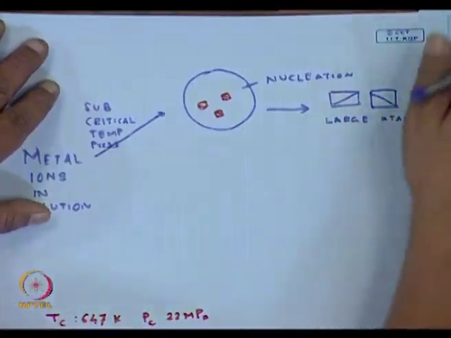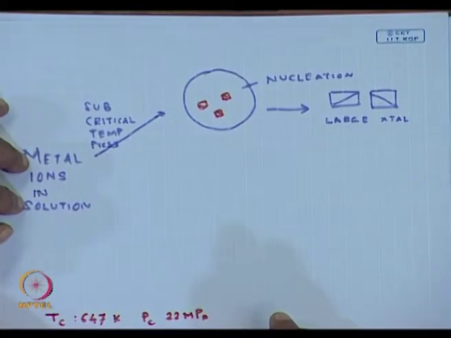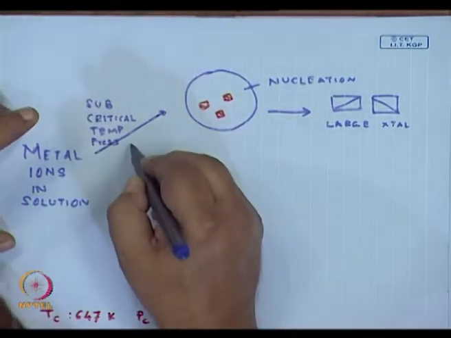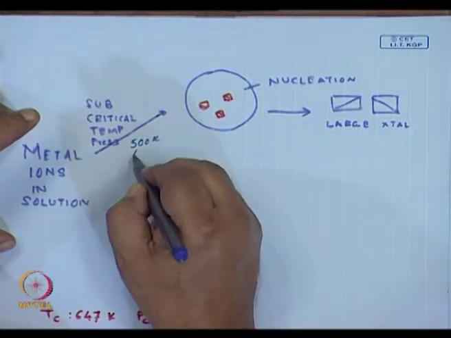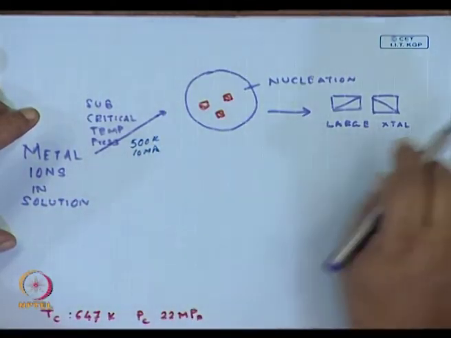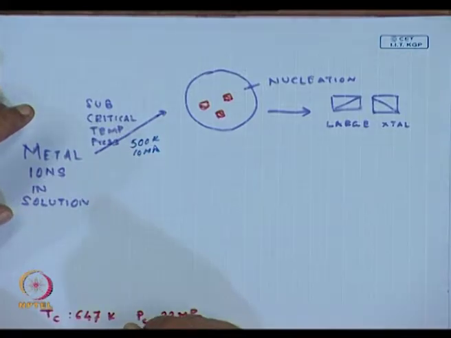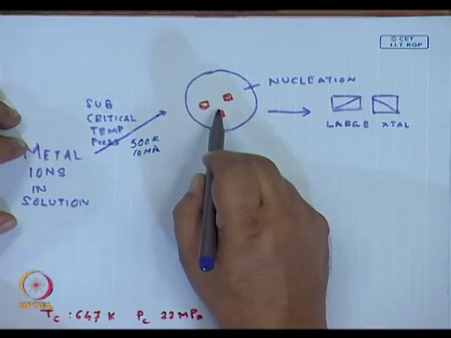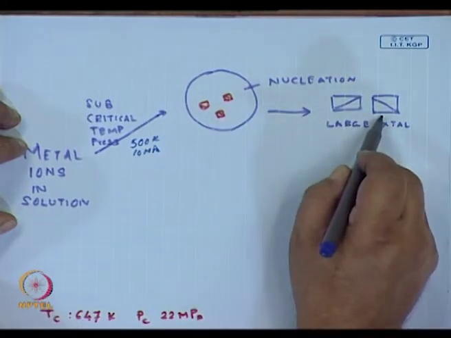Essentially, what happens is, let us say I have a metal ion in solution and I am below the supercritical temperature. As I said, the supercritical point is 647 K, 22 megapascals. I have metal ions in solution, let's say at around 500 K, 10 megapascal, let us presume. What would happen? The metal ions would nucleate, there would be only a few nuclei, and these nuclei would grow to give you large crystals.